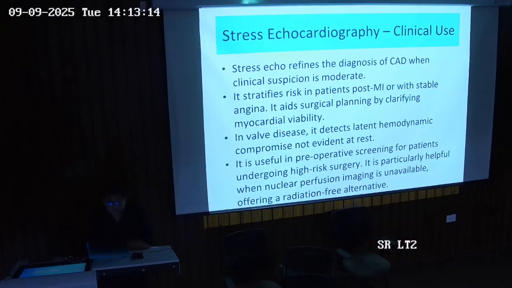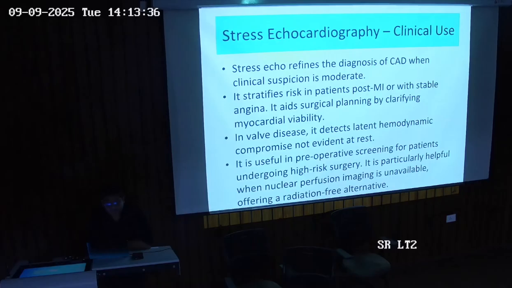In valvular disease, it detects latent hemodynamic compromise not evident even at rest. At rest, the patient is hemodynamically stable. If we go for a stress echo, then we can assess valvular hemodynamic instability.